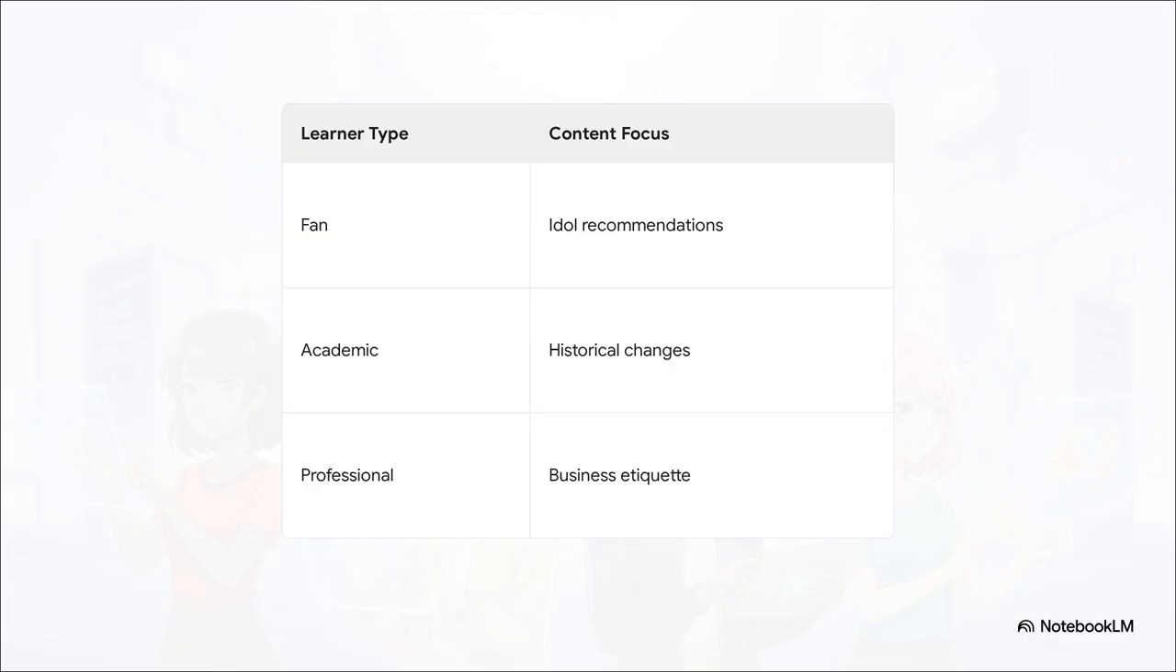For our fan learner persona, the algorithm serves up content about traditional foods recommended by their favorite idols. For the academic learner, the system completely shifts to content on the historical changes and regional characteristics of the food. And for the professional learner, it pivots again to teach business dinner etiquette and proper menu selection for clients. It is the exact same underlying subject, uniquely mapped and adapted based entirely on the learner's core internal motivation.